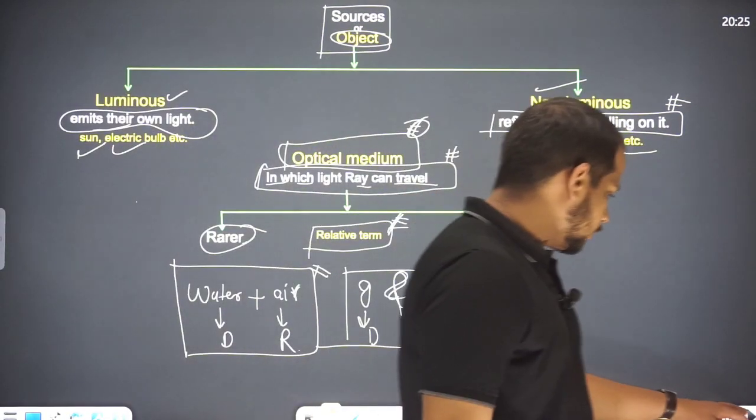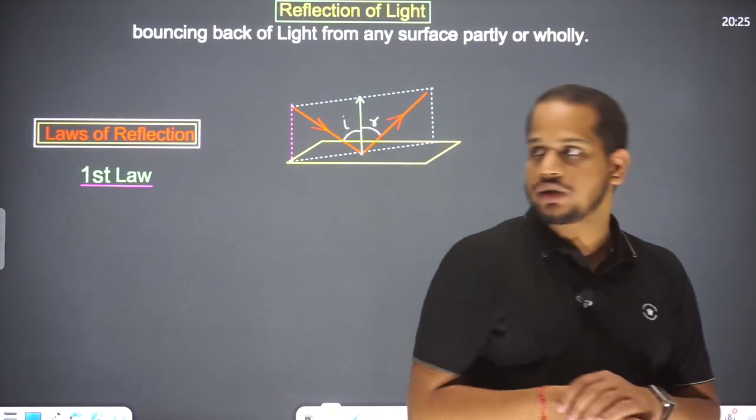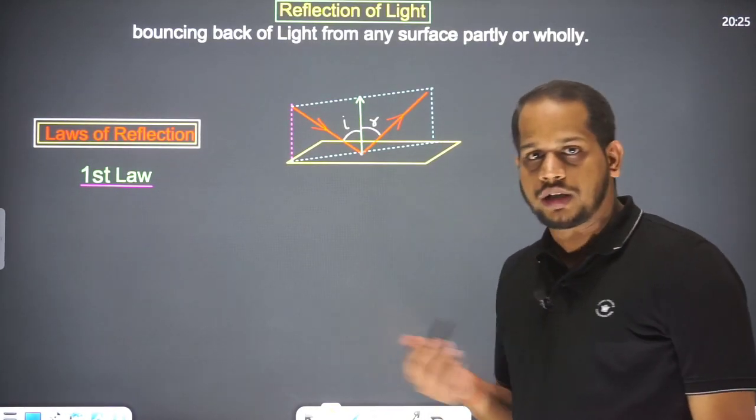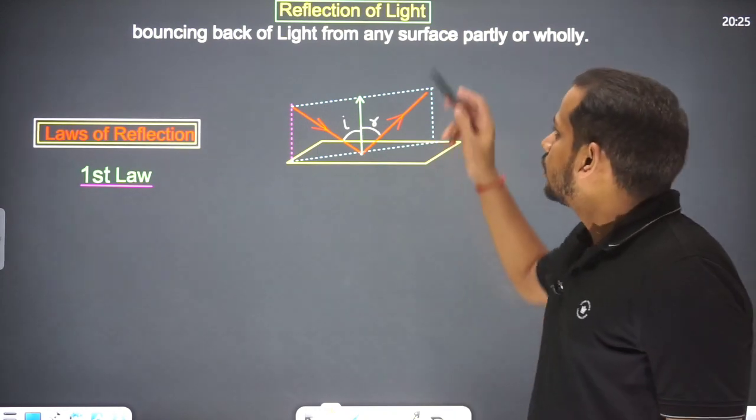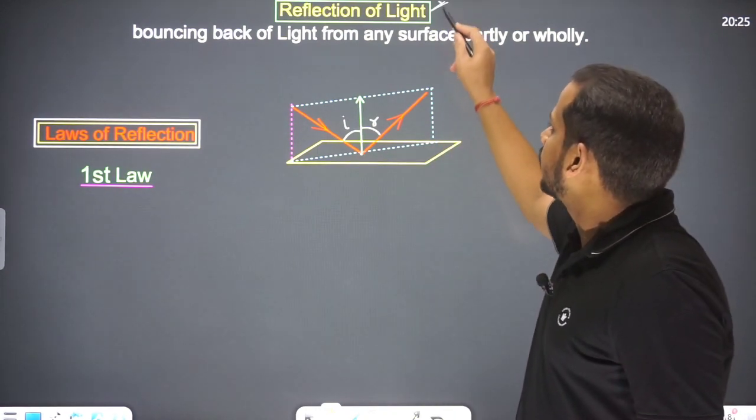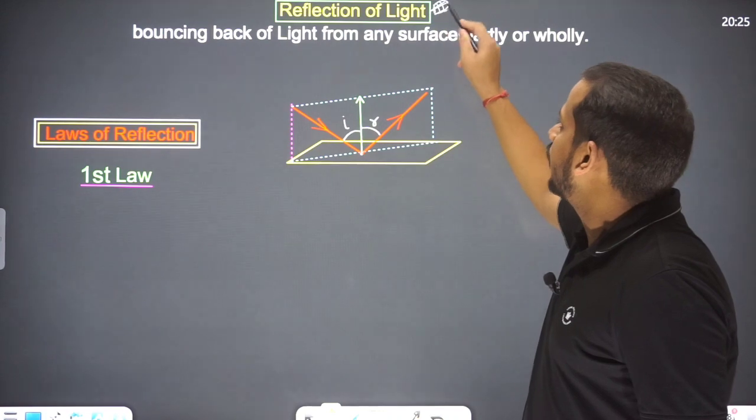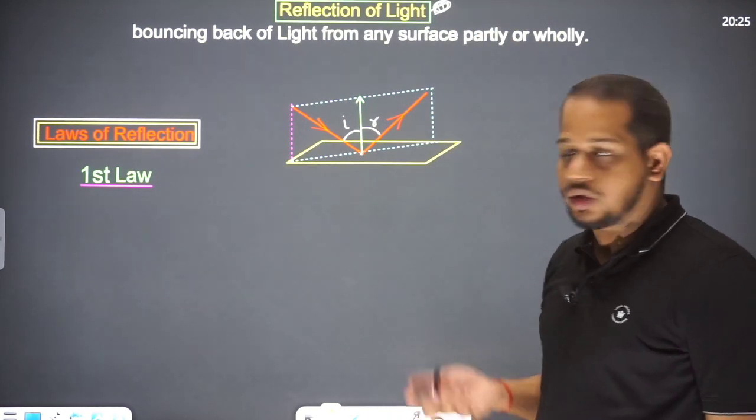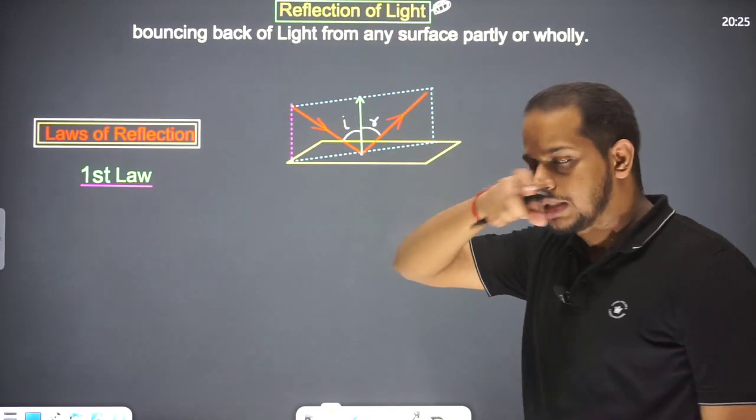Next, we have to move on to the properties of light. The first property that we have to discuss is called reflection of light, right? We have learned all the basic things in the previous classes also. Now we are in 12th, so I hope you understand this one, right?